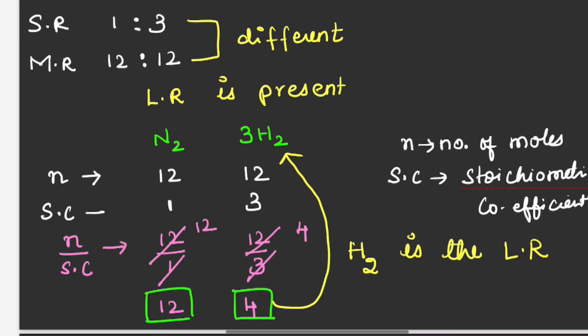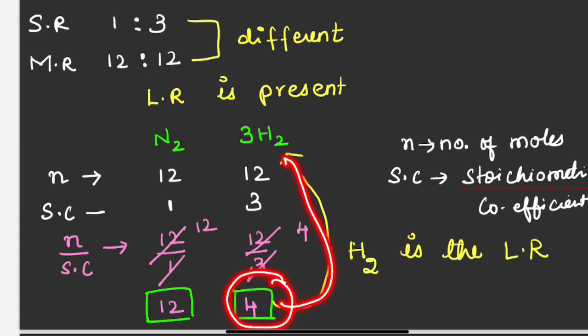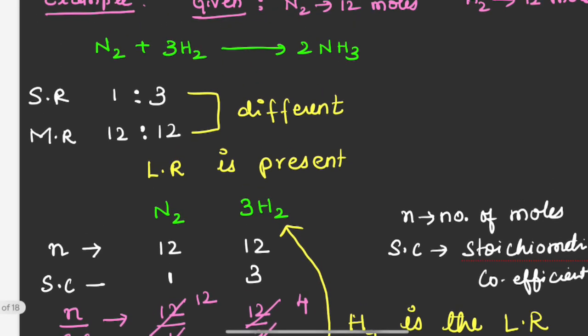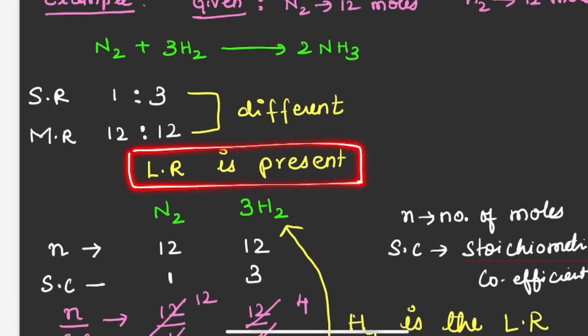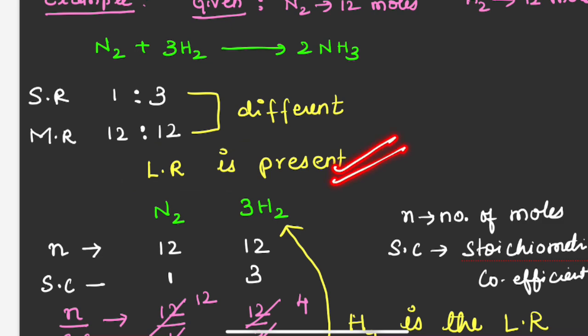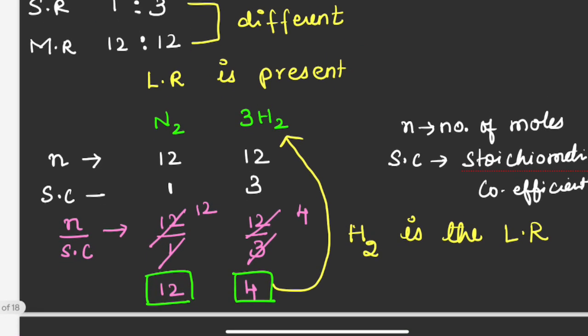Is that clear? Students, here you have to find which is the smallest number. For nitrogen we are getting 12 and for hydrogen we are getting 4. Whichever is the smaller number will become the limiting reagent. For hydrogen we are getting 4, so hydrogen becomes the limiting reagent. This is how we find whether limiting reagent is present in the given equation. If it is present, this is the method we use to find the limiting reagent.